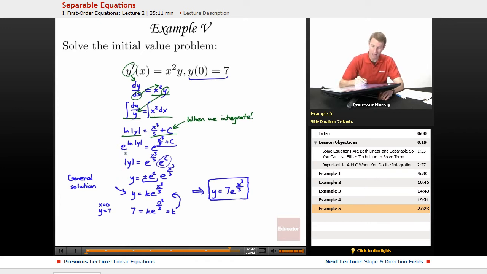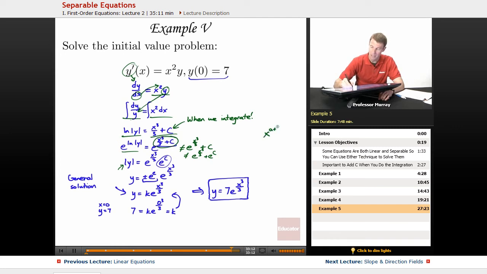To undo that natural log, I raised e to both sides, so that gave me just the absolute value of y on the left. On the right, it gave me e to the quantity x cubed over 3 plus c. Now you can't write that as e to the x cubed over 3, plus c. That's not the same thing, so that would be very bad. It's also not equal to e to the x cubed over 3 plus e to the c. That's also bad.